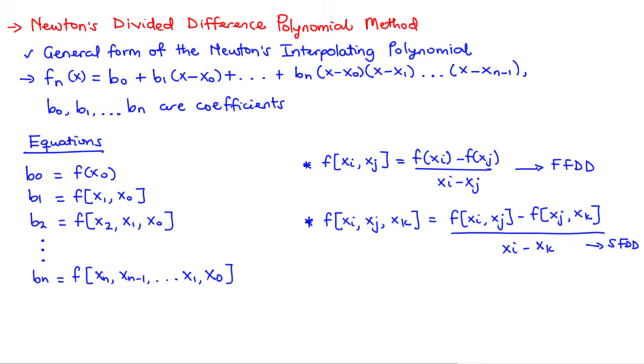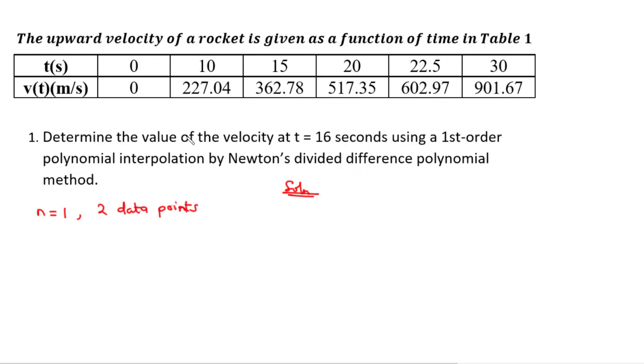Okay, so now let's come back to the general form. We have fn of x, this is a function of x, where n is the order. So this time we have velocity, v of t. Since n is 1, and it's a function of t, we have v1 of t, and because we are dealing with a linear function, that's basically going to be b0 plus b1 times (t minus t0).